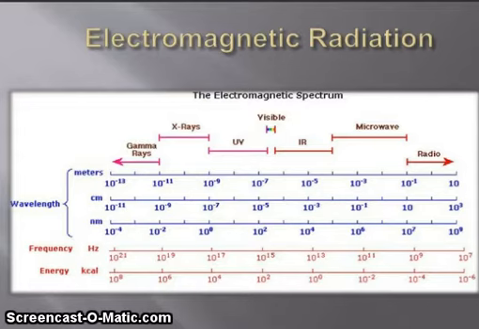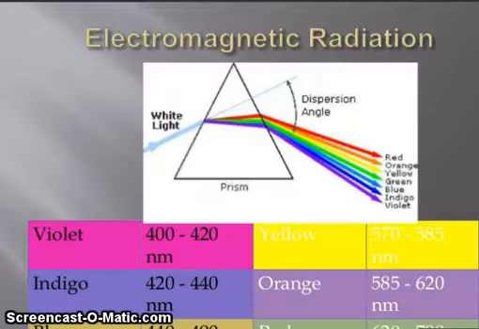Now, electromagnetic radiations. You see the electromagnetic spectrum: radio, micro, IR, visible, UV, X-ray and gamma rays. You see the white light passes through a prism, dispersion angles, so violet, indigo, blue.